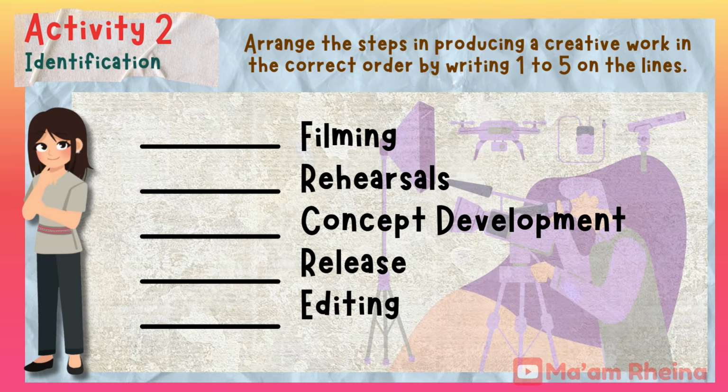Let's begin our lesson with a preliminary activity. Activity 1 called In Order. This will help activate your thinking and prepare you for our main discussion. Instructions. Arrange the steps in producing a creative work in the correct sequence by writing numbers 1 to 5 on the blanks provided. Think about the creative process.